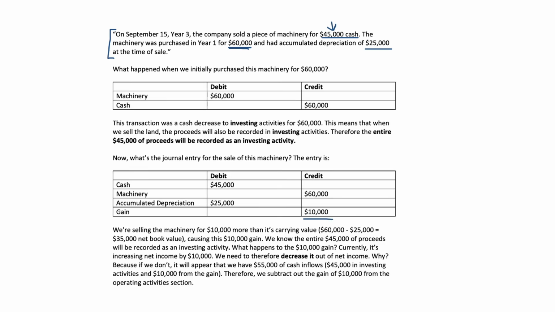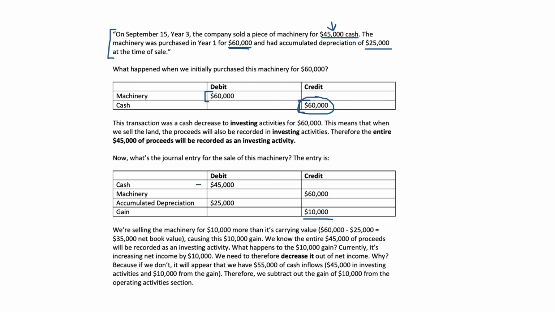But let's talk about this a little bit more. So when we initially purchased this machinery, we credited cash for $60,000 and debited the machinery. So back when we purchased it, we recorded a $60,000 outflow in investing activities. This also means that when we sell it, the inflow of cash is going to be recorded in the investing activities section. So let's look at the journal entry for the sale of this machinery.